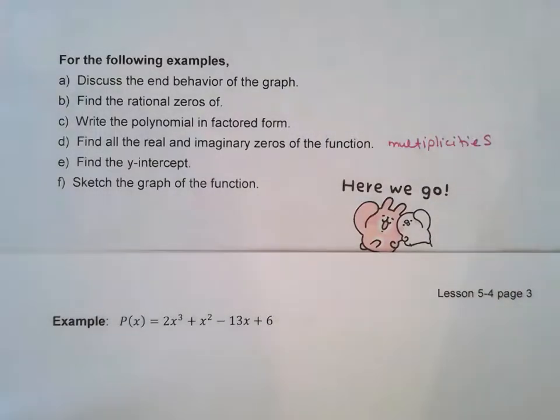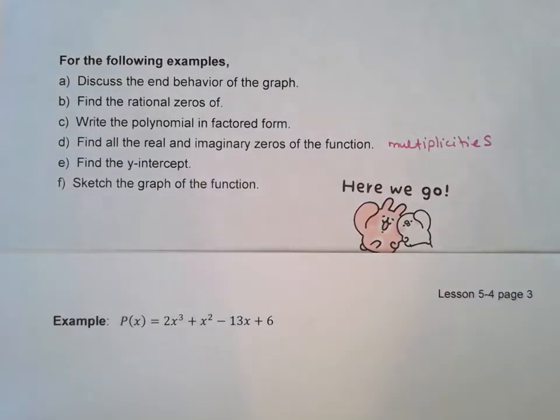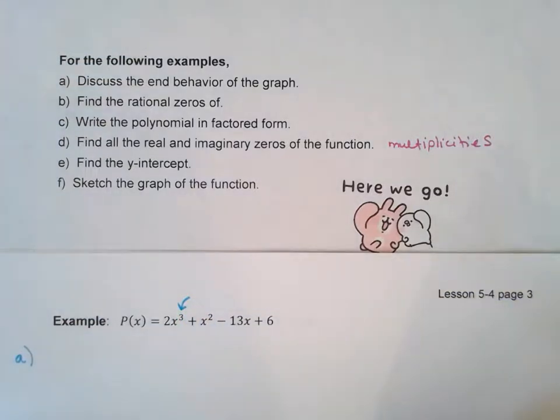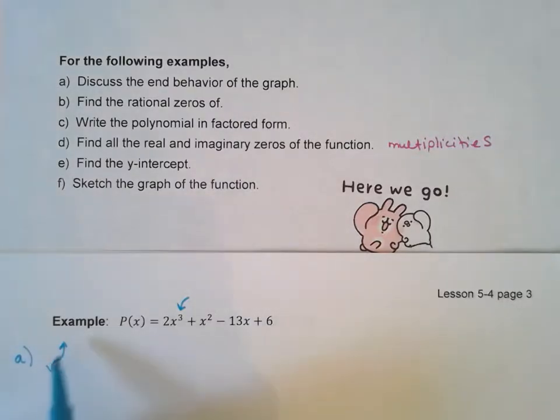To discuss the end behavior of our graph, we need to first look at the degree of the polynomial. The degree is 3. Since the degree is 3 and the leading coefficient is positive, it's of this general form. Remember the cubic function? So it looks something like that. It may do some crazy stuff in the middle, but that's the basic end behavior of our graph.